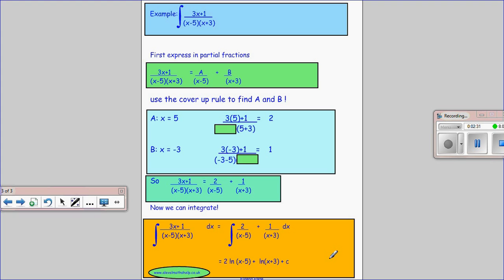Now, if you need a video just to remind yourself how to integrate this sort of thing to get ln functions, please have a look at a video now.